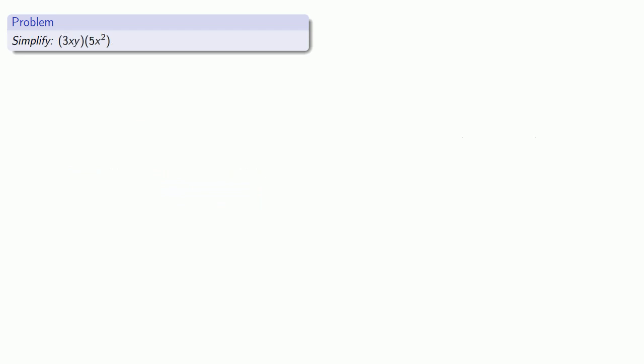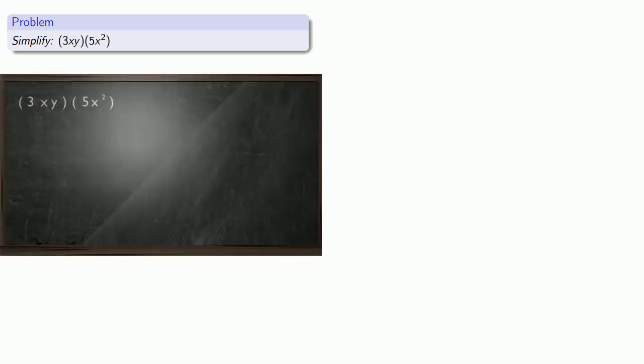The process doesn't change significantly if we have more than one variable. So if we want to simplify 3xy times 5x squared, by associativity and commutativity, because these are all multiplications, we can rearrange these in any order that we want to. So a convenient thing to do is to rearrange so that we're multiplying the numbers, and then keep our variable factors together. We'll try to be organized and keep our x's together and our y's together.